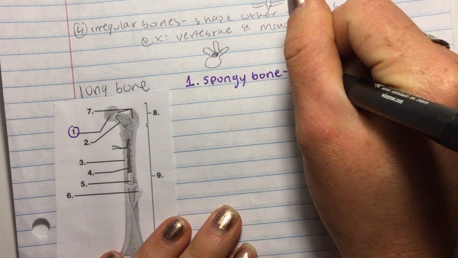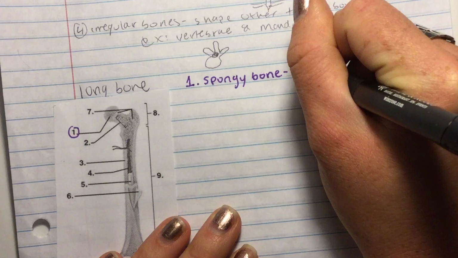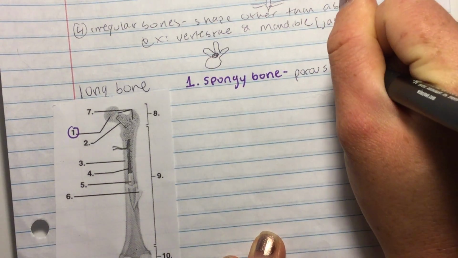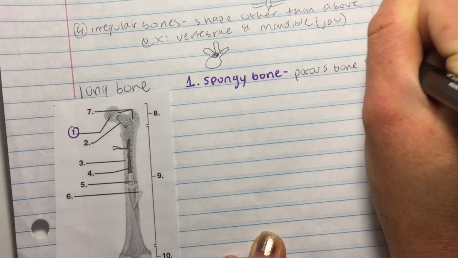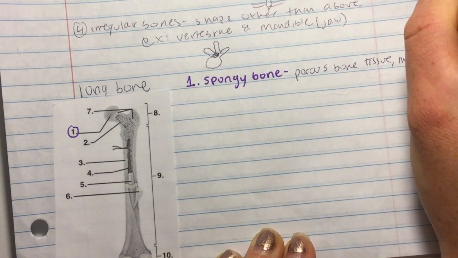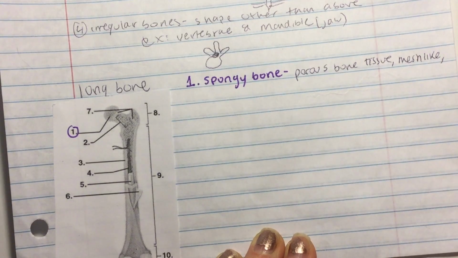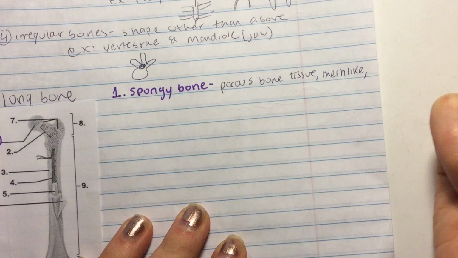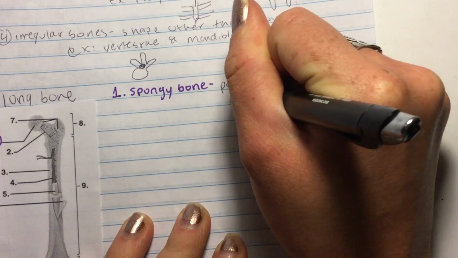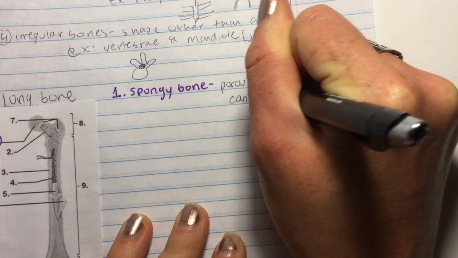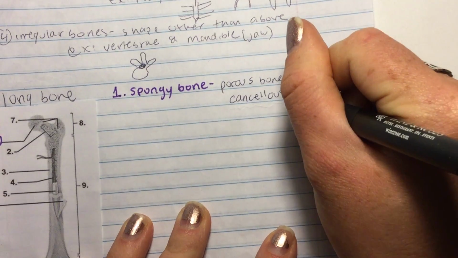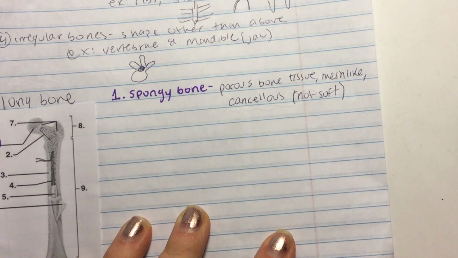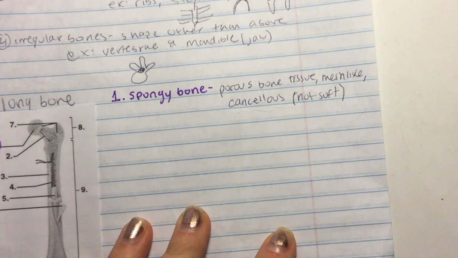Spongy bone is porous bone tissue. It kind of looks mesh-like. And another word you'll hear to describe this porous texture, this holey texture, is cancellous. I'm just going to write in parentheses, not soft. It is very much so hard like a bone.